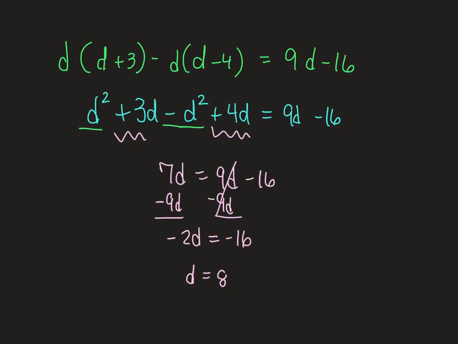Final answer was 8. If there was going to be a mistake, what I was thinking maybe a mistake you might have made is forgetting to make this a positive 4D when you distribute that negative sign.